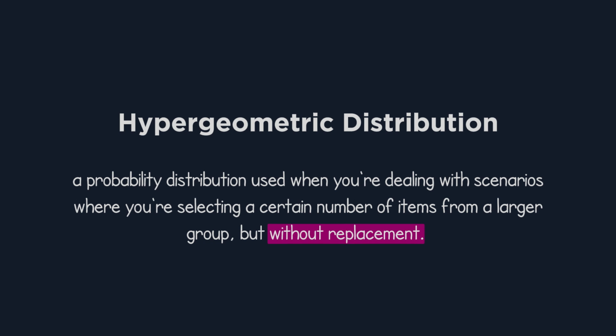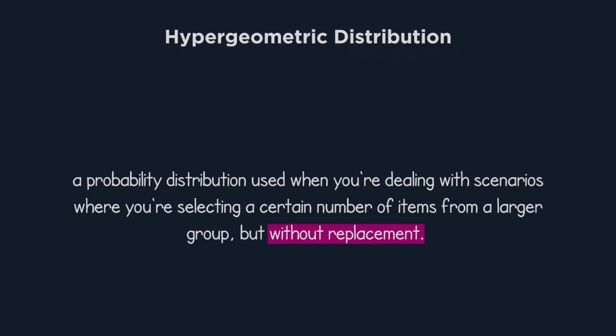So, what are the key things to remember when identifying a hypergeometric distribution problem? First, look for situations where the selections are made from a finite population and without replacement. Keywords like "without replacement" or "drawn without replacement" often signal that you're dealing with a hypergeometric distribution.